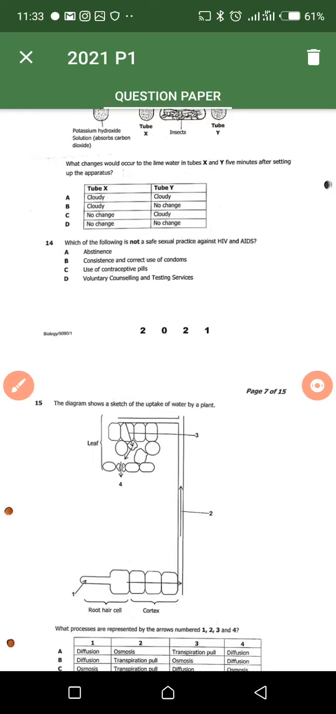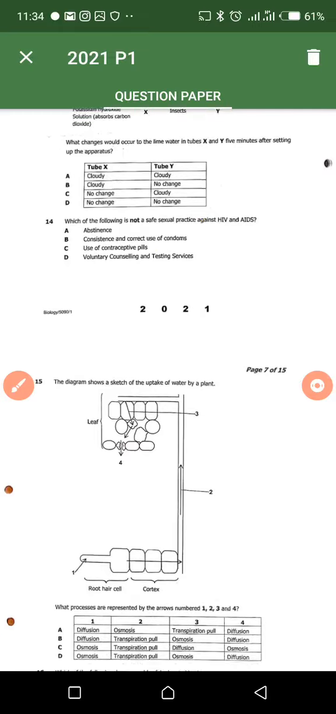This is also a straightforward question. So it is the use of contraceptive pills, because if you are using contraceptive pills, you are not protected against HIV, but you are only protected against becoming pregnant. Okay, so the answer there is C.